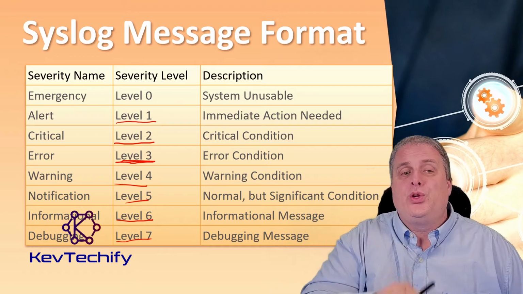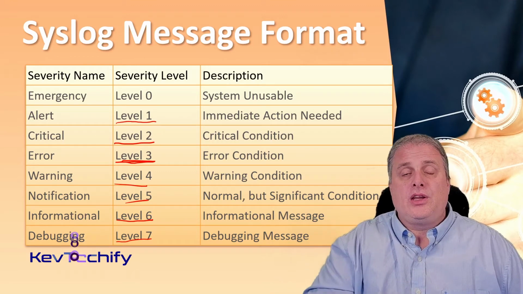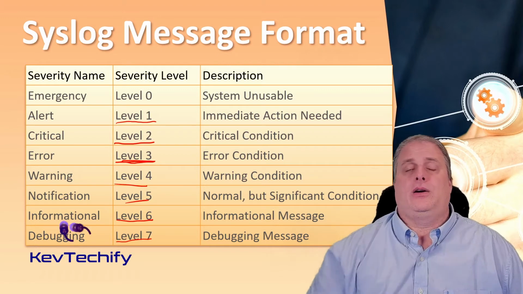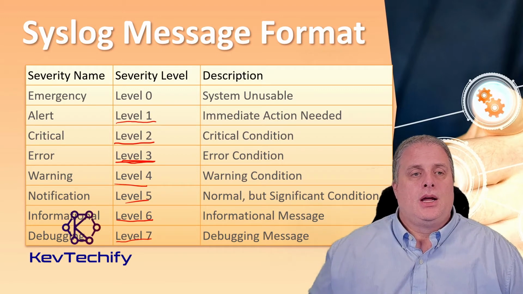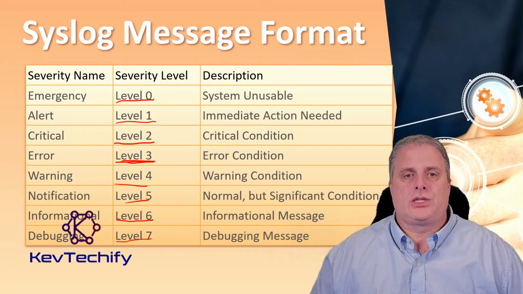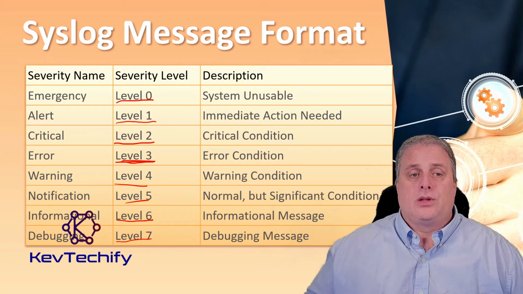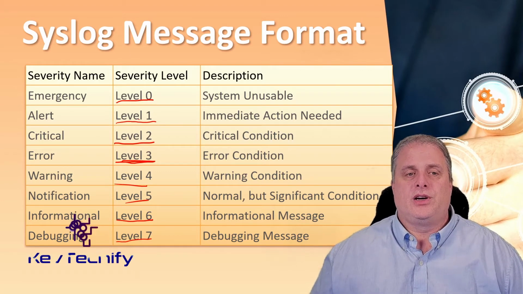You need to do that. You need to drop everything you're doing, go and take care of this error message. And finally, we have level 0. This is an emergency. Your system is down. You cannot use it. So the lower the number, the more severe it is.